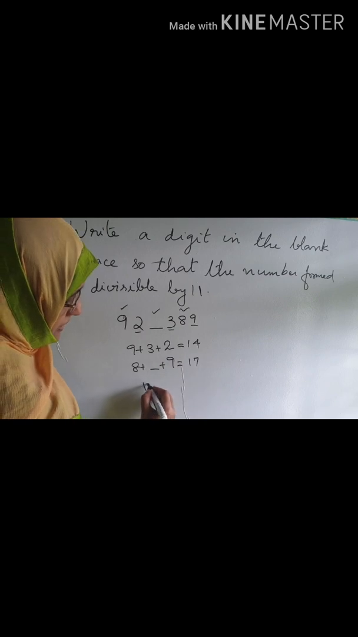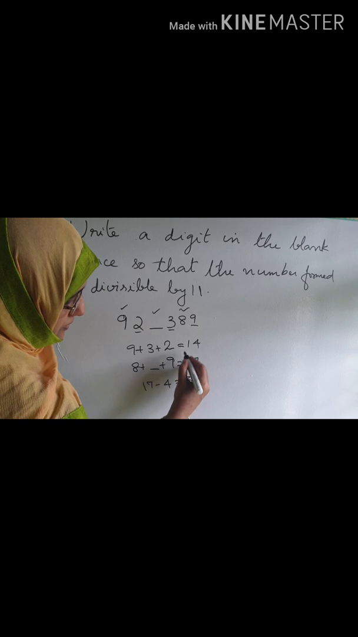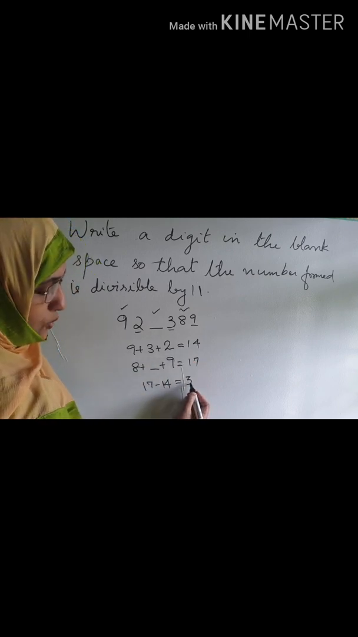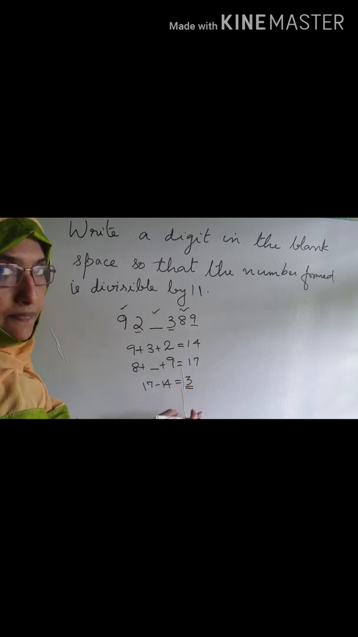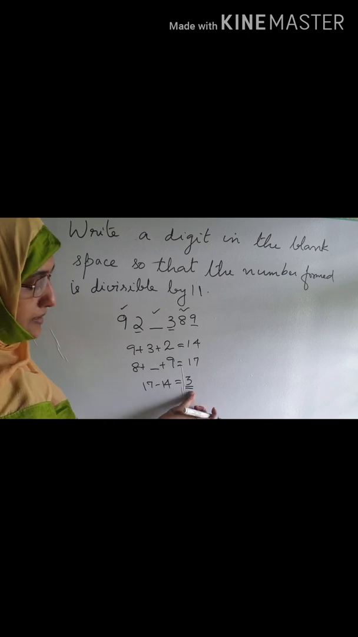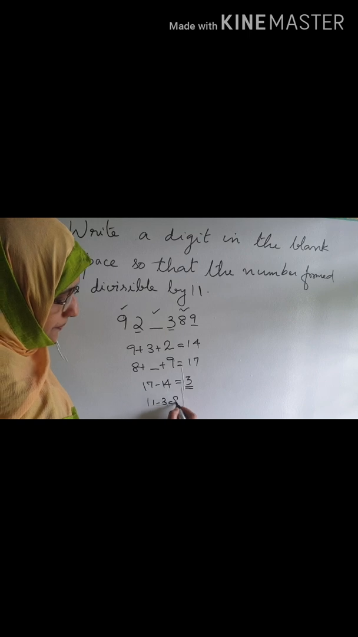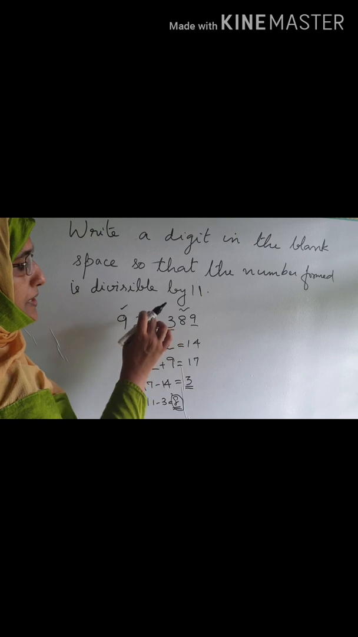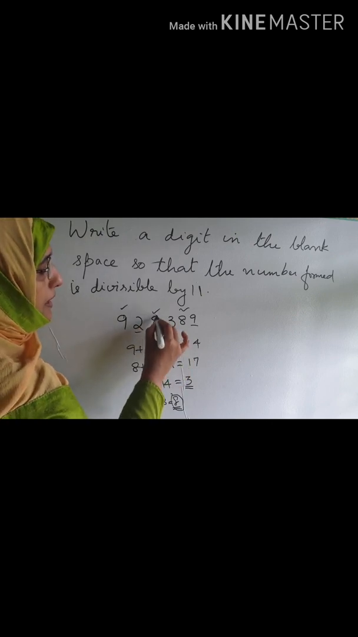Then the next step is also the same. Find the difference between these two. 17 minus 14, that is 3. Now, one more step is there. After that, you find the difference between 11 and this answer. Since it is 3, 11 minus 3, that is 8. So 8 will be the number which you can write here. Okay, 8 is the answer.